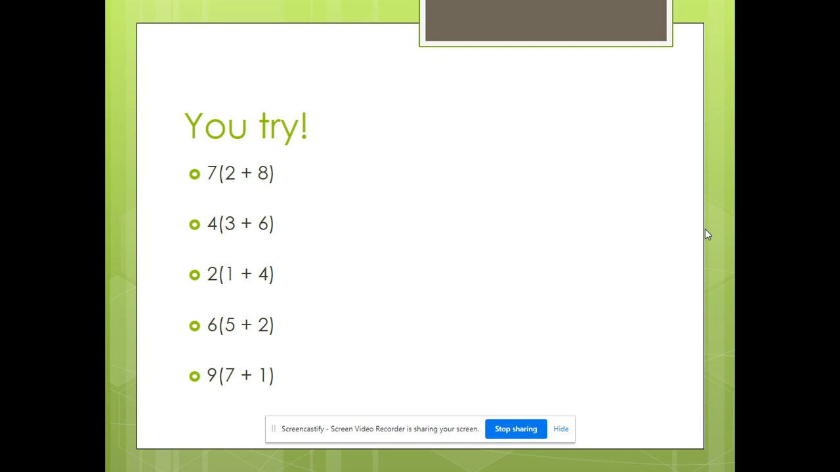Okay? So at any point, if you're still confused, go back and look at the slideshow again and try to figure out what step you're missing. But make sure you show me all the steps as you use the distributive property.